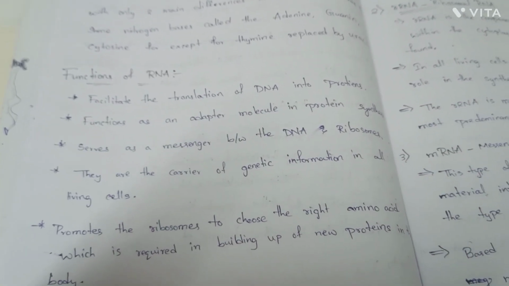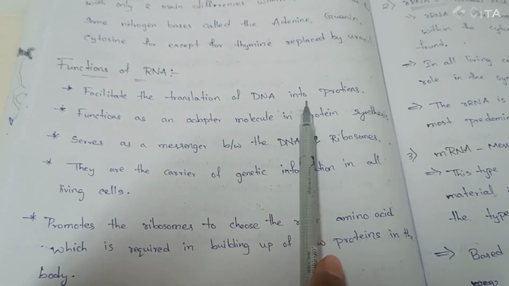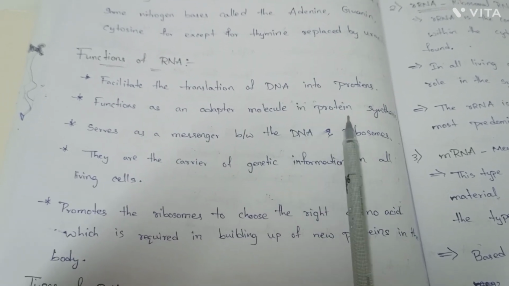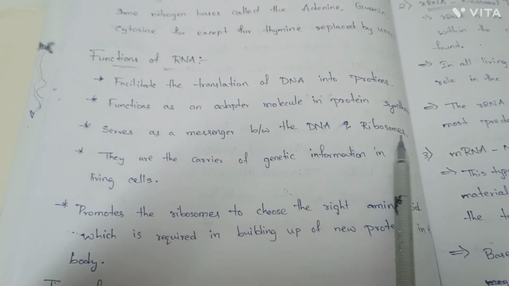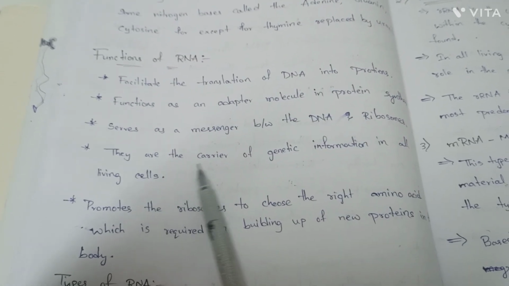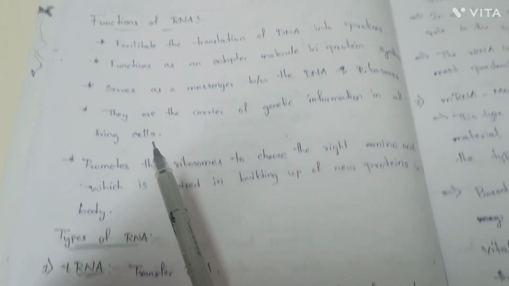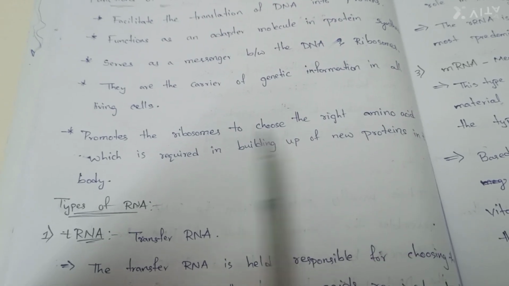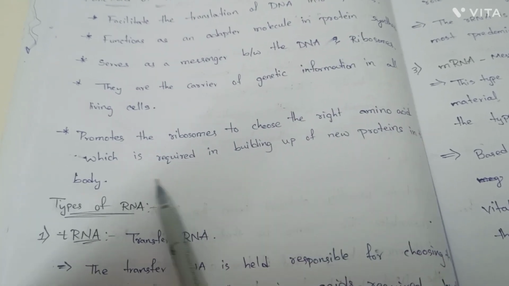Functions of RNA. Facilitate the translation of DNA into proteins. Functions as an adapter molecule in protein synthesis. Serves as a messenger between the DNA and ribosomes. They are the carriers of genetic information in the living cells. Promote the ribosomes to choose the right amino acid which is required in building up of new proteins in the body.